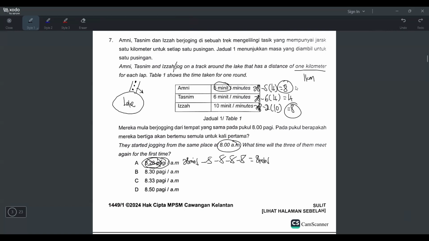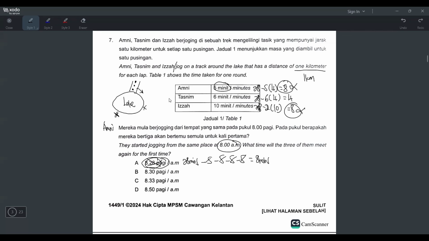It shouldn't be the same like this. Because at 8:28 a.m., Amni already finished 4 cycles and for the extra 8 minutes she keeps on running, so maybe she is somewhere here already. Let's assume, because at 8:28 she already finished 4 rounds, she is completing her fifth round and let's say she's halfway there. So this is Amni at 8:28. But Iza only finished 2 rounds and is doing the third round, and in the third round she already ran for 8 minutes. But I know Iza will definitely not be here.